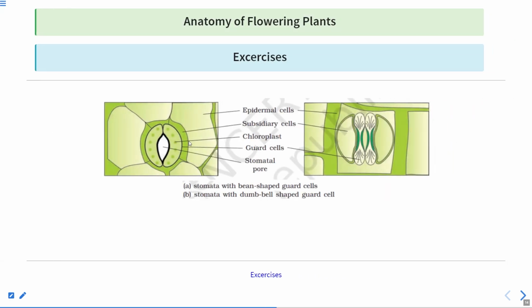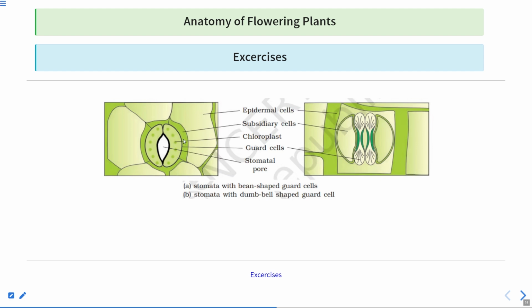Here you can see in the figure the stomata with bean-shaped guard cells. When the guard cells are bean shaped, the outer wall of the guard cell is very thin, whereas the inner wall is highly thickened, right? And you can see the chloroplasts in the guard cells, right?